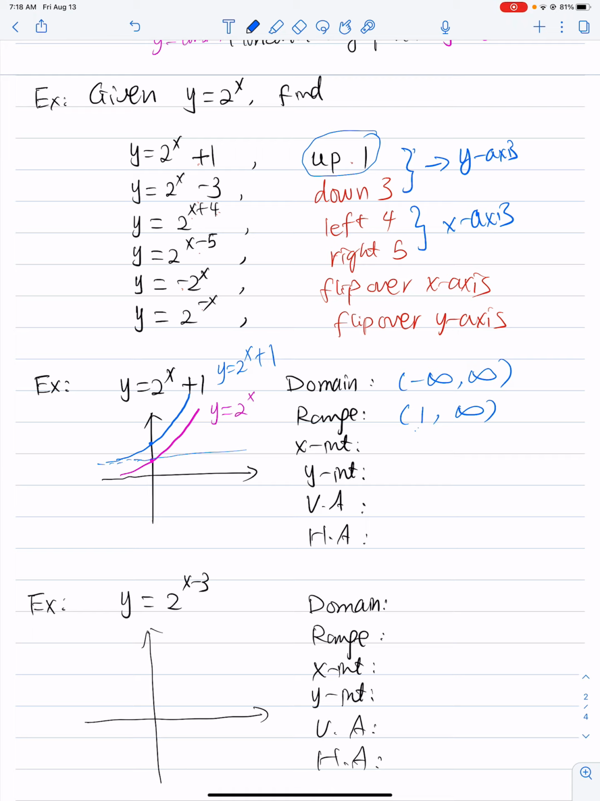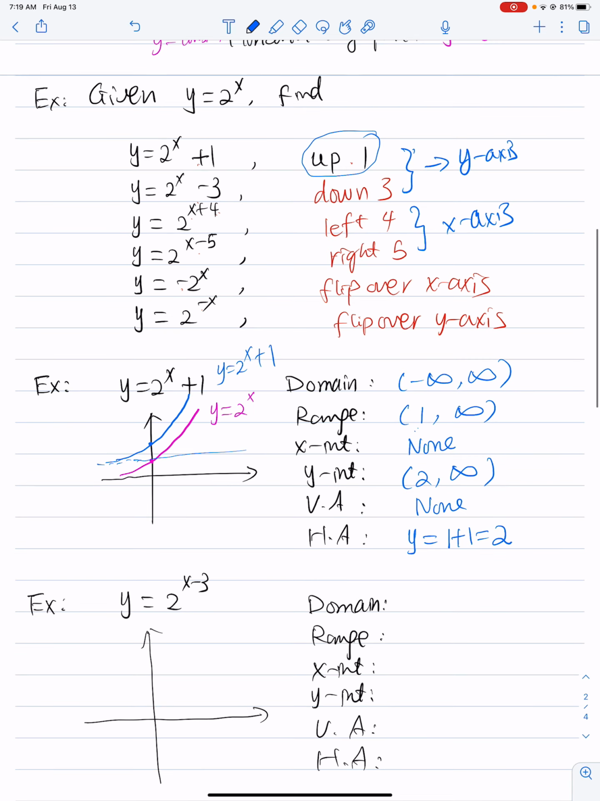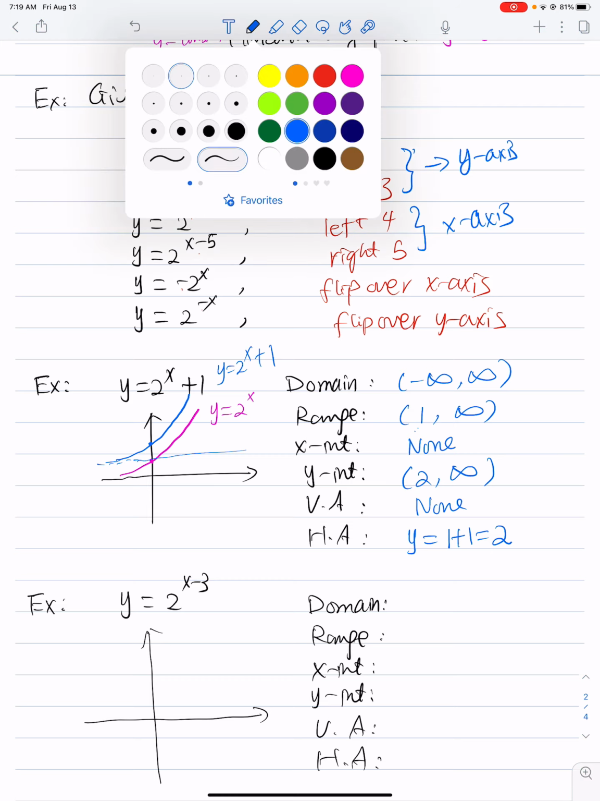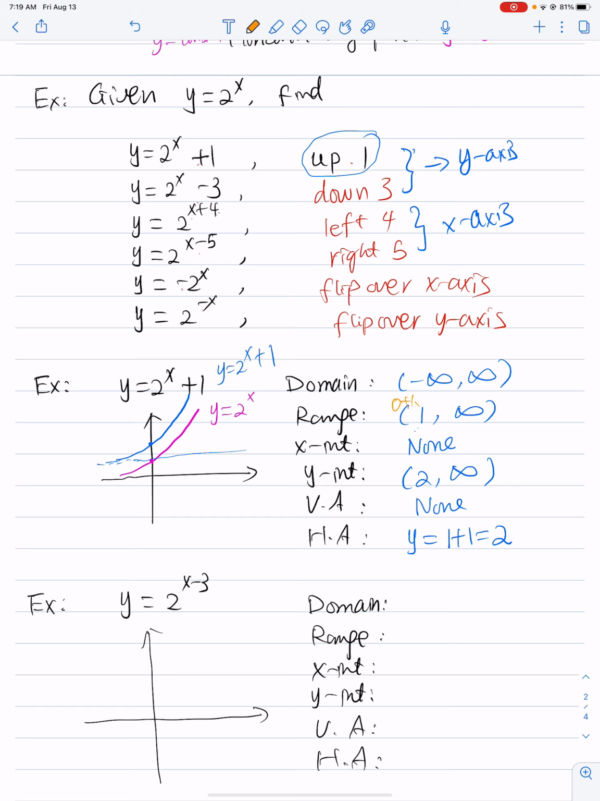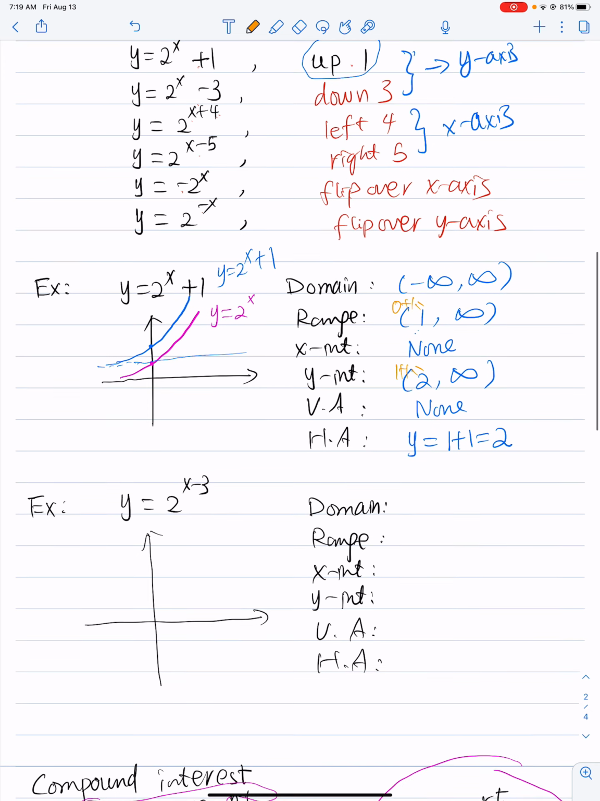What happens with x-intercept? Still none. What happens with y-intercept? Go up 1 again. It will be 2 to infinity. What will be the vertical asymptote? Still none. What will be the horizontal? Because it used to be 1 again, yeah? So 1 plus 1 is 2. It used to be 0 plus 1. It used to be 1 plus 1. You with me? Okay, perfect.